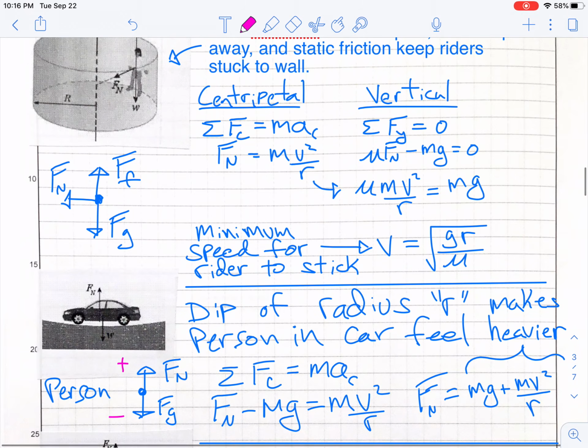And then we can solve that out for Fn, and we see that it's mg plus mv squared over r, which is heavier than we would normally feel. Normally, we would just feel mg. Here, we feel mg and then some. And you can see that the faster we go and the smaller the radius of the dip is, the heavier we're going to feel.